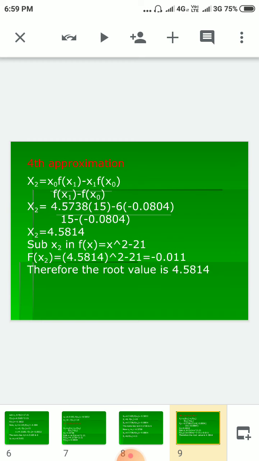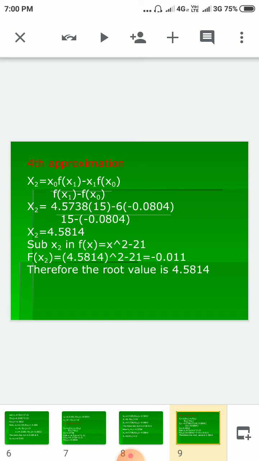And once again you get the value x2 is equal to 4.5814, and after getting this, once again substitute this value in f of x. So we get f of x2 as 4.5814 power 2 minus 21 is equal to minus 0.0011. Up to this we finish off this iteration process. Therefore the root value is 4.5814.